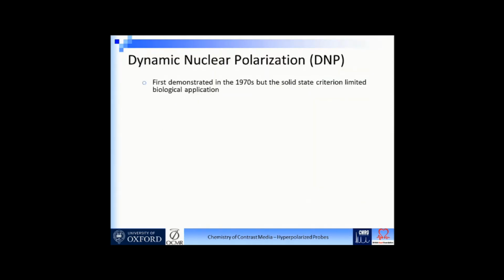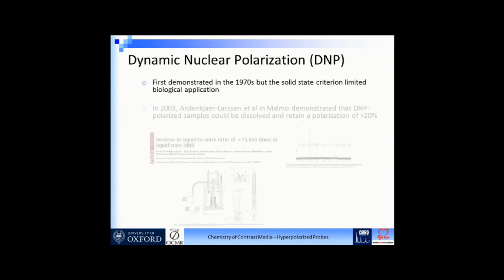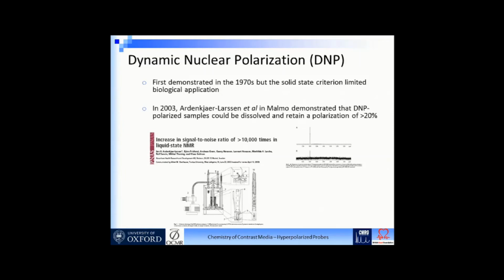So the final technique that I'm going to talk about in a little bit more depth is dynamic nuclear polarization. Now, this was a hyperpolarization technique that was first proposed in the 1950s. It was first demonstrated in the 1970s, but it's got a requirement for the sample to be in the solid state, and that requirement has definitely limited its biological application until very, very recently. When in 2003, the group working in Malmo demonstrated that they could take a solid state DNP polarized sample and dissolve it very, very rapidly and retain some of that solid state polarization in the liquid state.